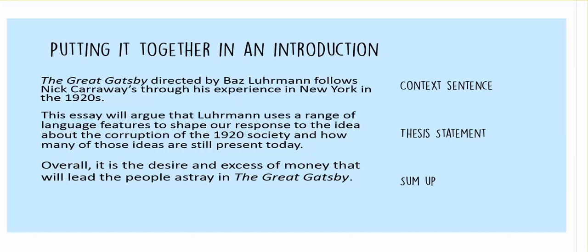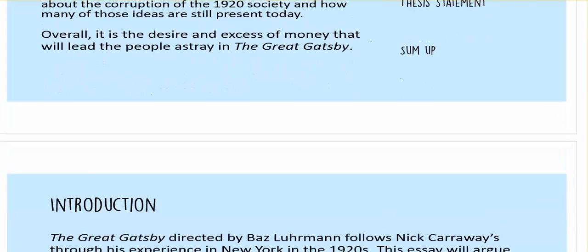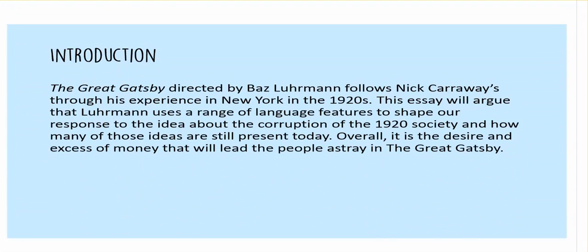Then we go on to our thesis statement. This essay will argue that Luhrmann uses a range of language features to shape our response to the idea about the corruption of the 1920s society and how many of those ideas are still present today. Then we have our sum up. We give an indication of how we are going to explore this idea. Overall, it is the desire and excess of money that will lead the people astray in The Great Gatsby. So we've just got a bit of a sense of where this argument is going. Putting it all together, we have our introduction.